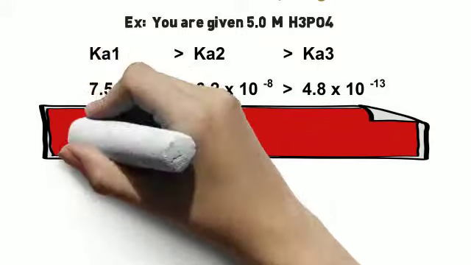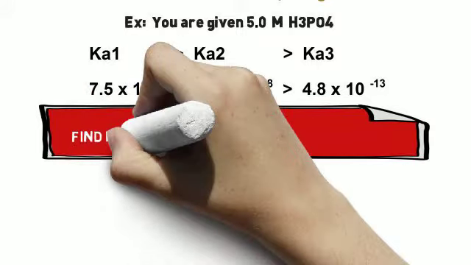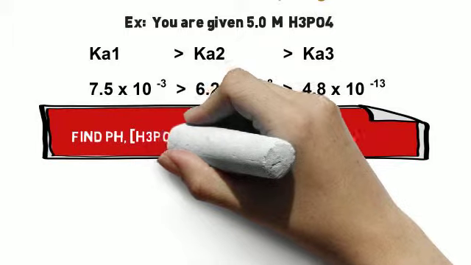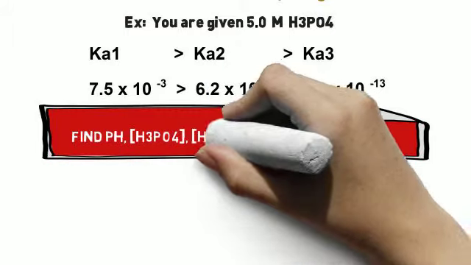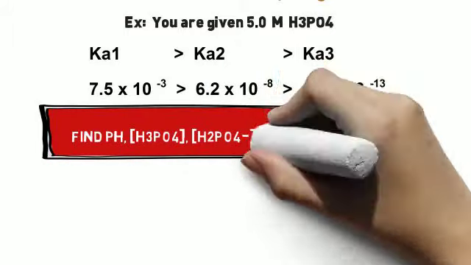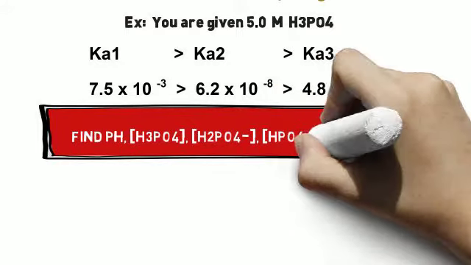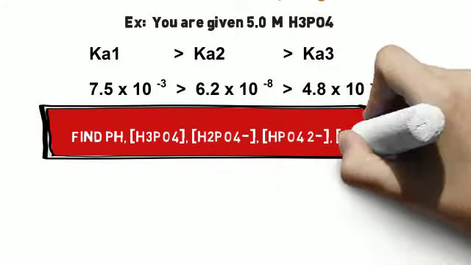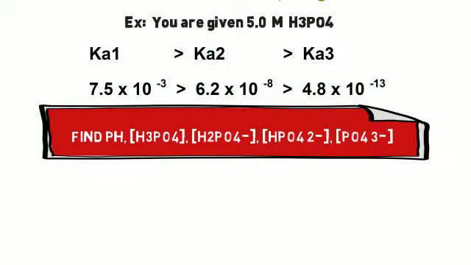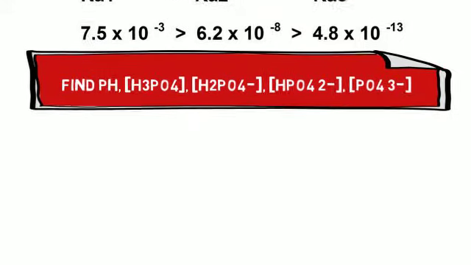In this example, you are going to have to solve several things: pH, concentration of H3PO4, H2PO4 negative 1, HPO4 negative 2, and PO4 negative 3. That's a lot of things you have to solve. So let's take a look at this one. We'll walk through this one together and see how you're going to use it.